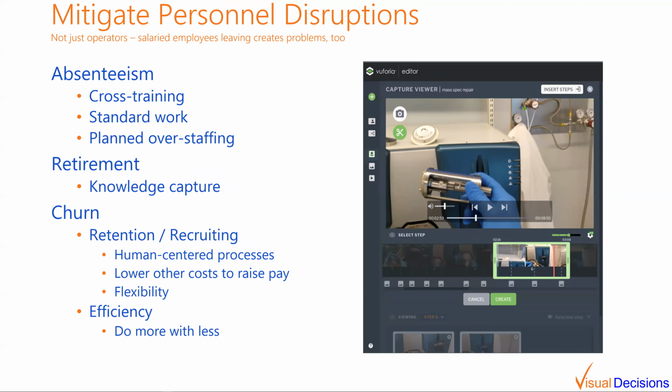And then mitigating personnel disruptions as well. There's issues around absenteeism, retirement, and churn these days. And from an absenteeism perspective, whether it's people being out with COVID, or whether it's people that have been exposed and have to be quarantined, or whether it's just the mindset these days of people not wanting to come in when they have a cold because they might have COVID and so forth. So how can we deal with the absenteeism? Well, cross-training is certainly very important.